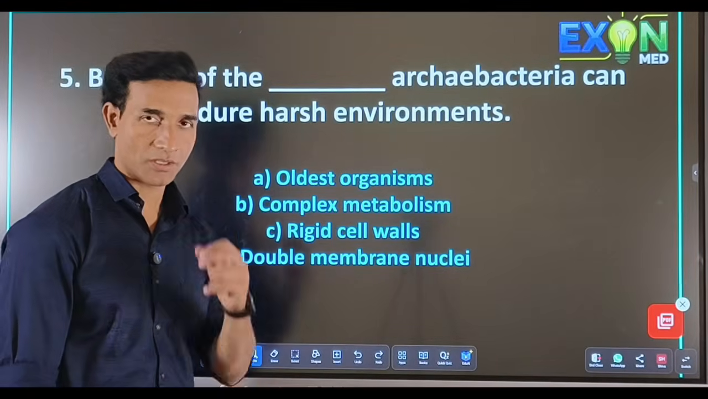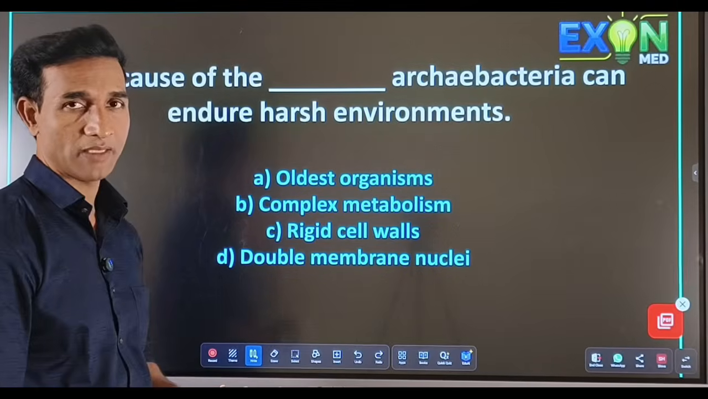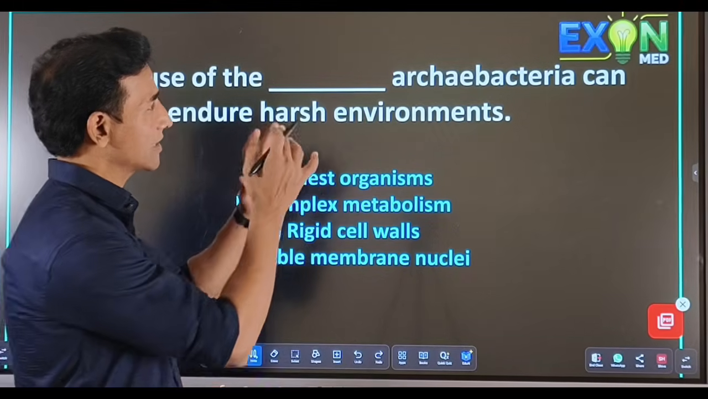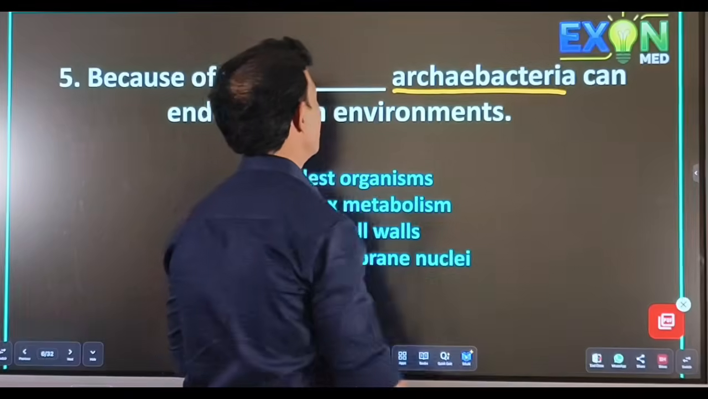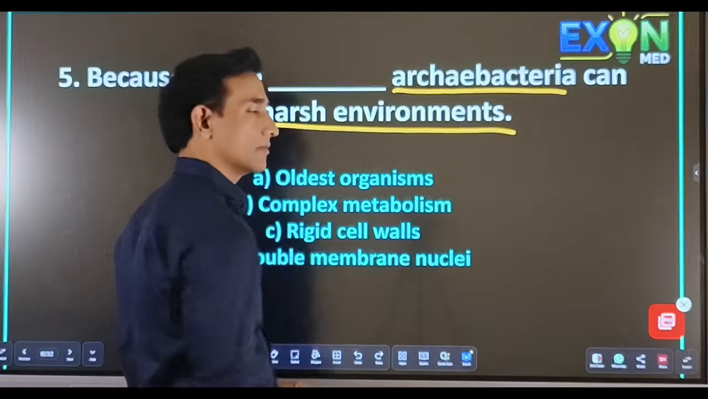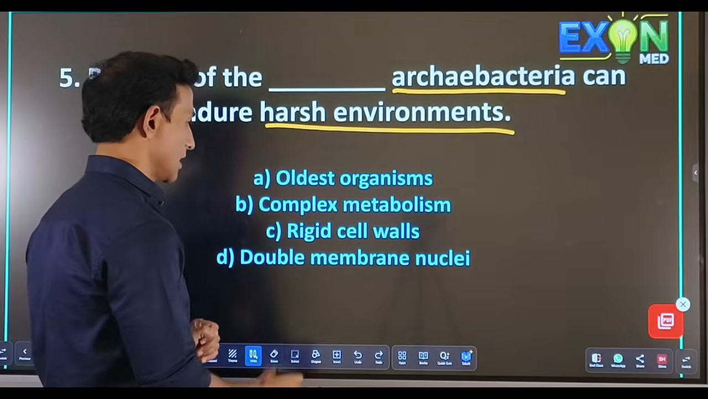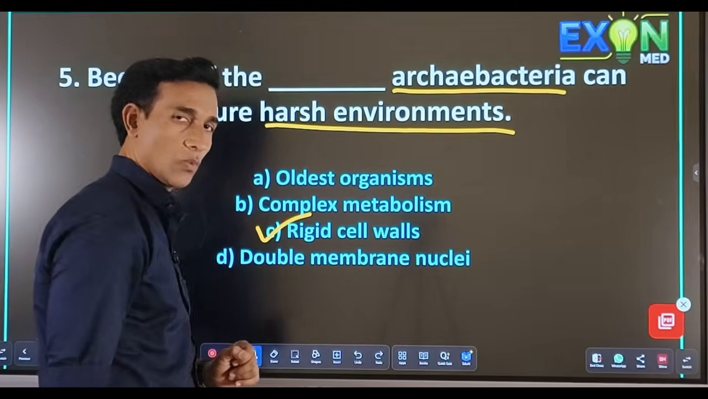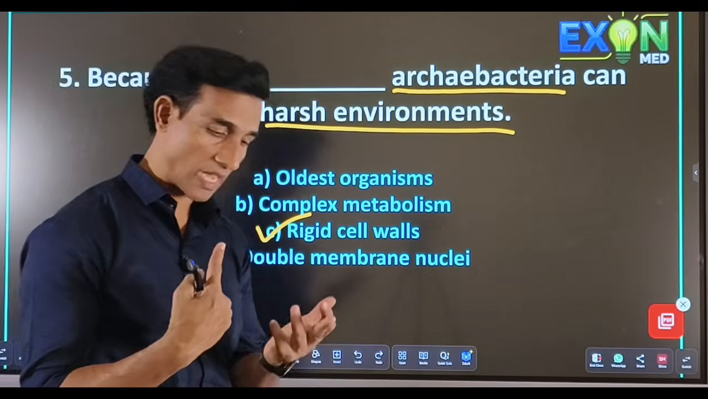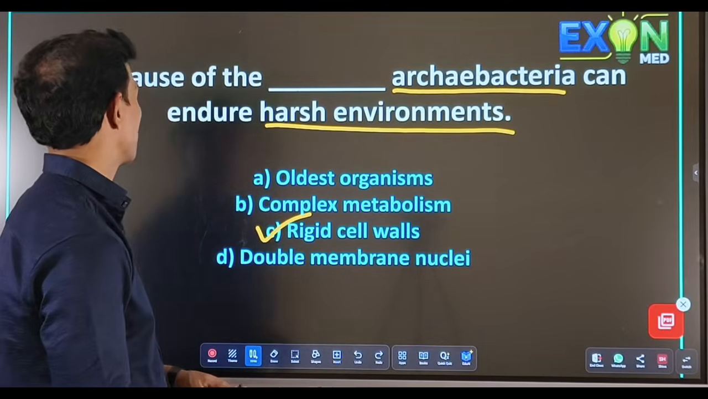Because of the dash, archaebacteria can endure harsh environments. Just now we spoke about that. So what is that which makes archaebacteria live in harsh, extreme environmental conditions? They have a rigid cell wall which makes them survive in extreme environmental conditions like saline as well as high temperature, etc.